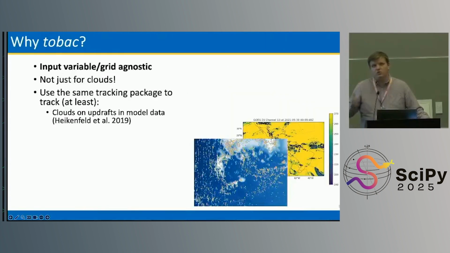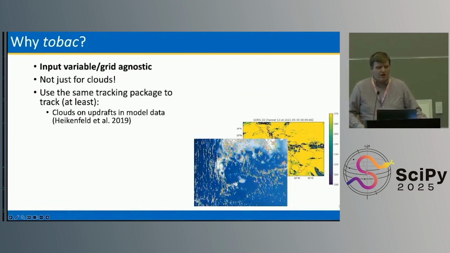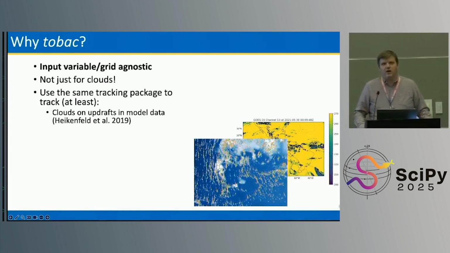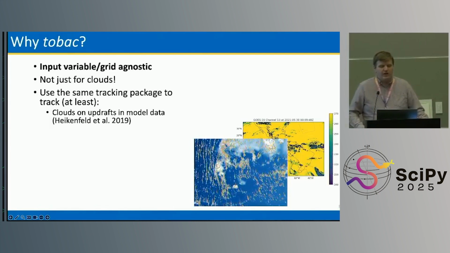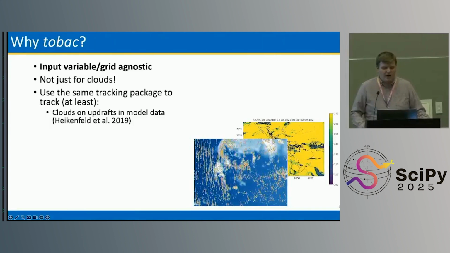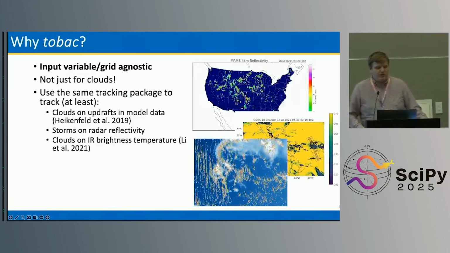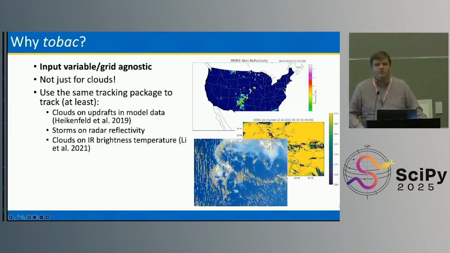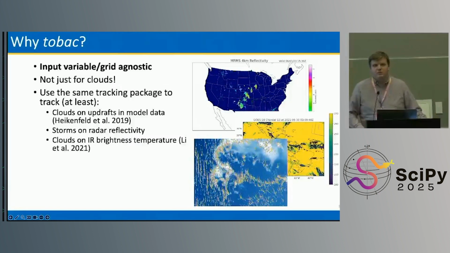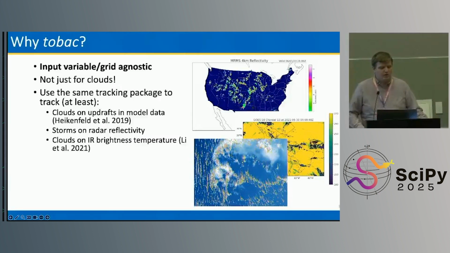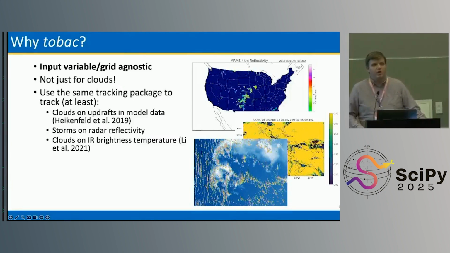So why would you use tobac? And I'll show some examples later on. Tobac is input and grid agnostic, as I mentioned before. It is not just for clouds. This is just a snapshot of what I've seen: people using tobac to track clouds on updrafts and model data. That was the original use case in a bunch of different computer models. Storms on radar reflectivity. The US has a beautiful network of weather radars. We can track all of those storms simultaneously with tobac.